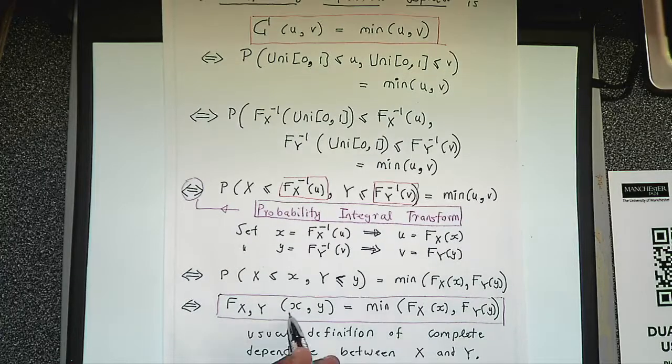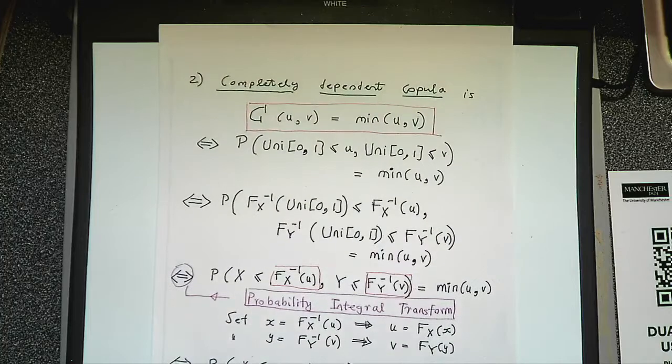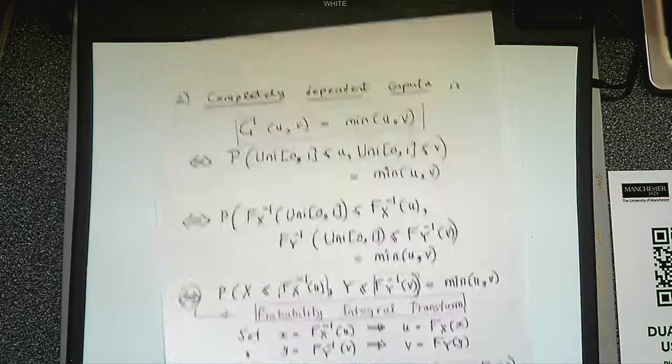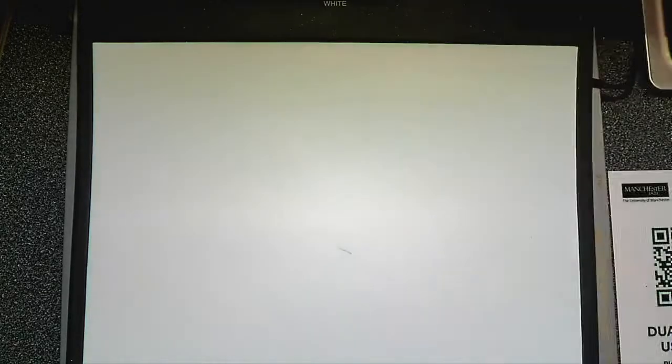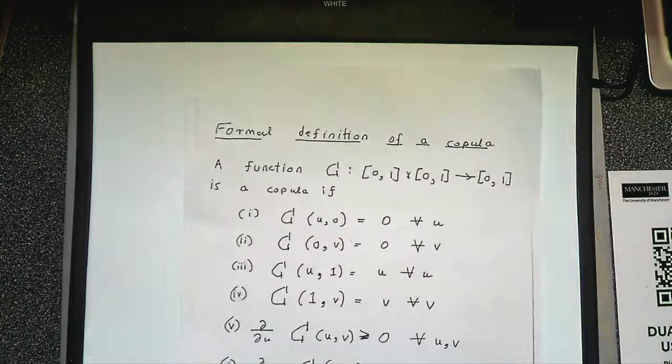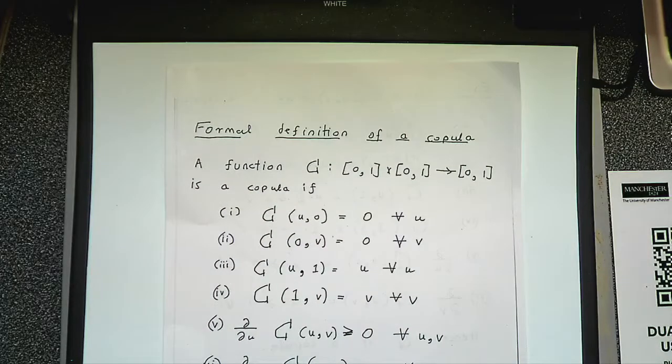And this, if you don't know this already, is the usual definition of complete dependence between two random variables x and y. So you say two variables are completely dependent if the joint CDF is equal to the minimum of the marginal CDFs. So as you can see, what I have shown you is that this statement is equivalent to this statement. So that's some properties.